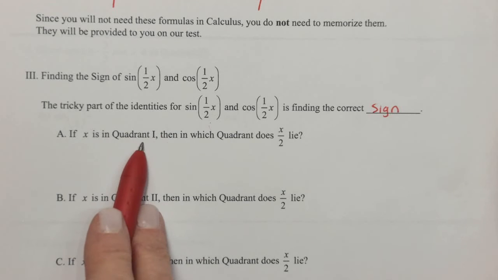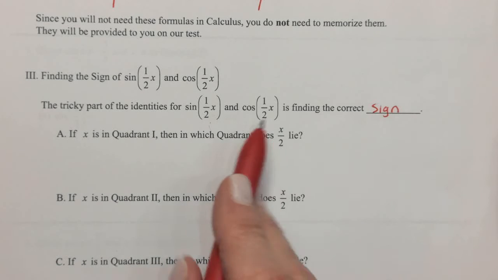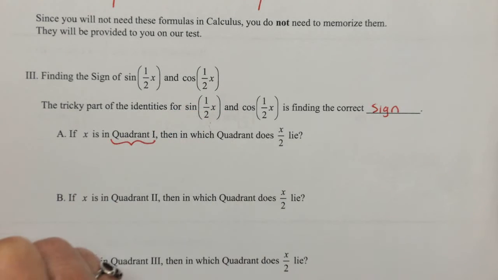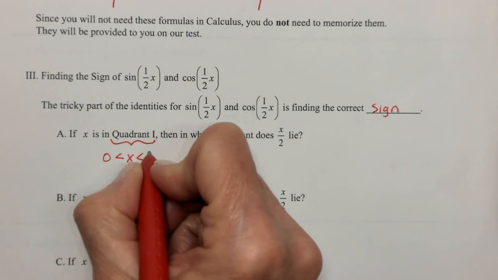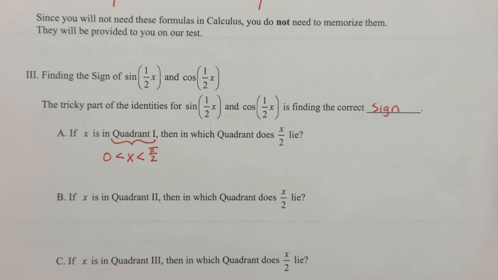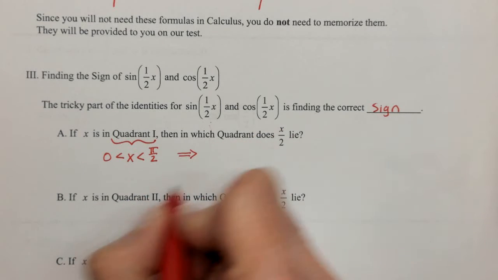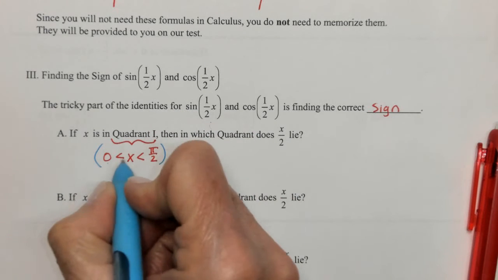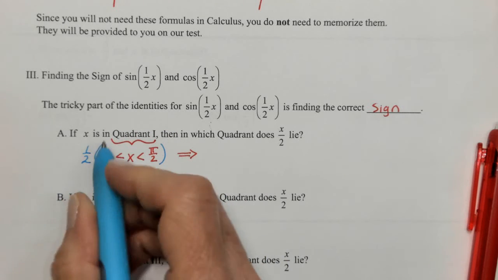If x is in quadrant 1, then in which quadrant does x over 2 lie? Well, let's think about that. In quadrant 1, x is between 0 and pi over 2, right? We want to know which quadrant x over 2 lies in. So we're going to take all three pieces here and we're going to multiply them by 1/2 to get x over 2.